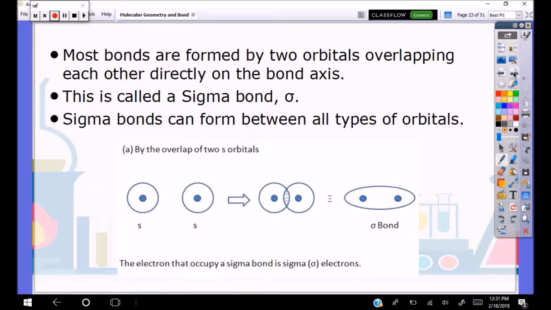Sigma bonds directly refer to single bonds. When you have double and triple bonds, the first bond that forms is always a sigma bond. The pi bonds are the additional parts of that bond that forms.